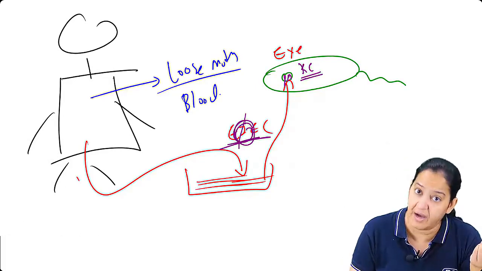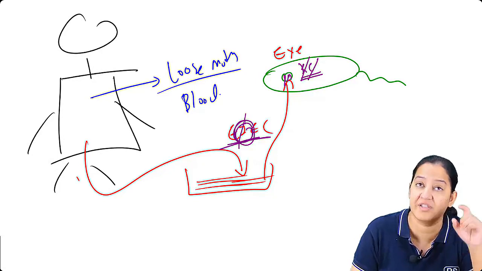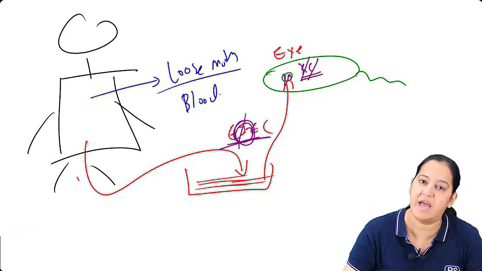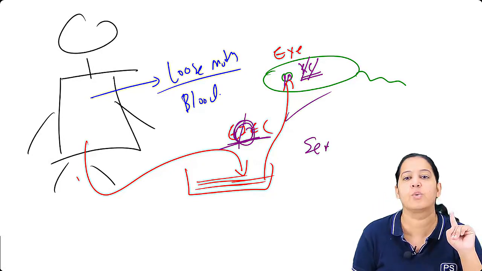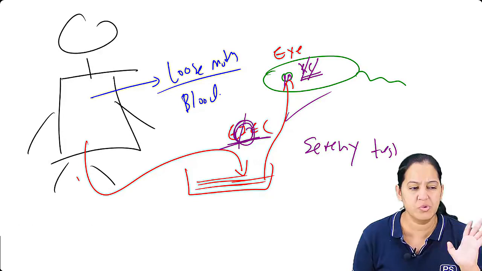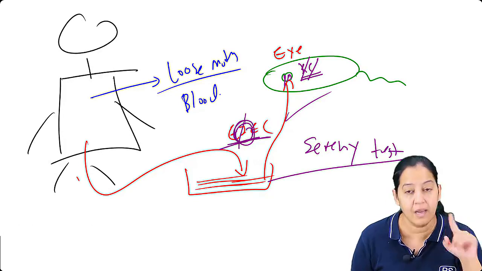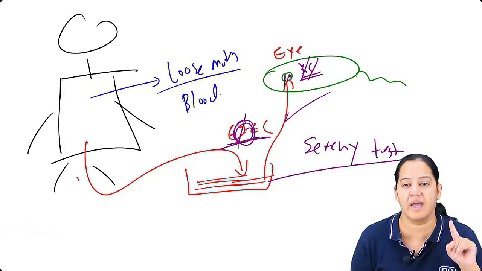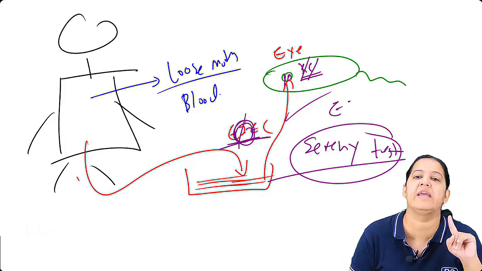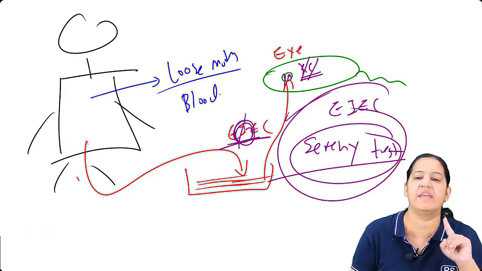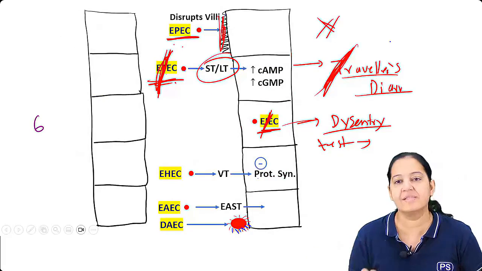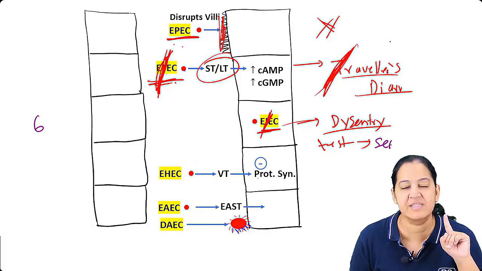So if the guinea pig has keratitis and conjunctivitis after instillation, the diagnosis is confirmed. And this test is known as the Sereny test. Nobody does it; it is just for theoretical purposes. Learn what you have to learn: the Sereny test is for EIEC. That's it, nothing else to learn. Just learn the name of the test is the Sereny test.